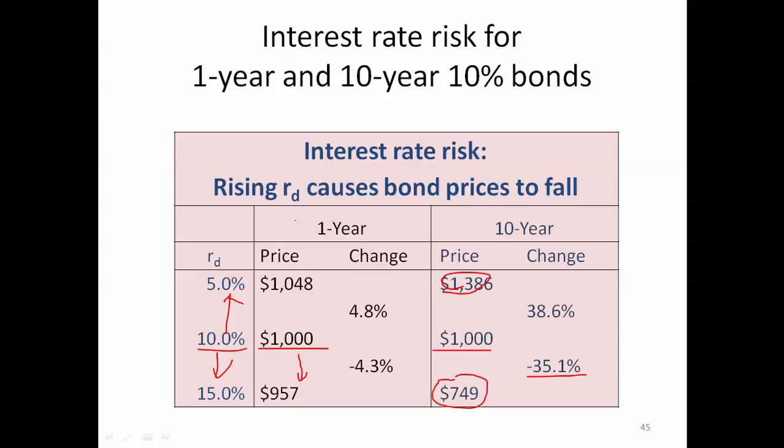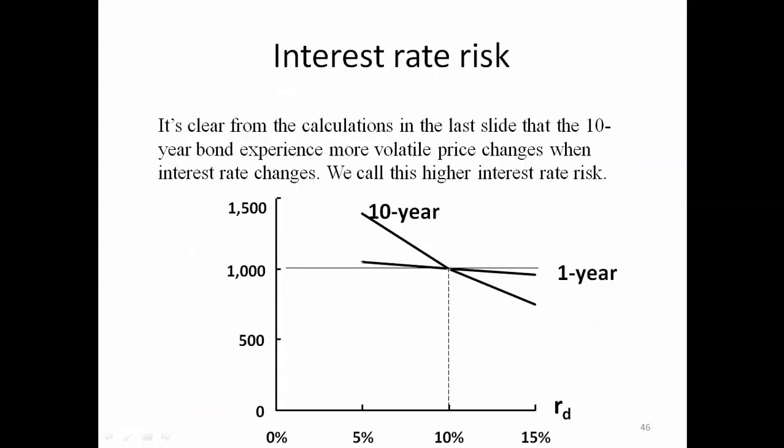So if you compare the 1 year bond and the 10-year bond, you realize the price of the 10-year bond reacts to the change of interest rate more dramatically. So it is clear from the calculations that the 10-year bond experiences more volatile price changes by interest rate changes, and we call this higher interest rate risk.